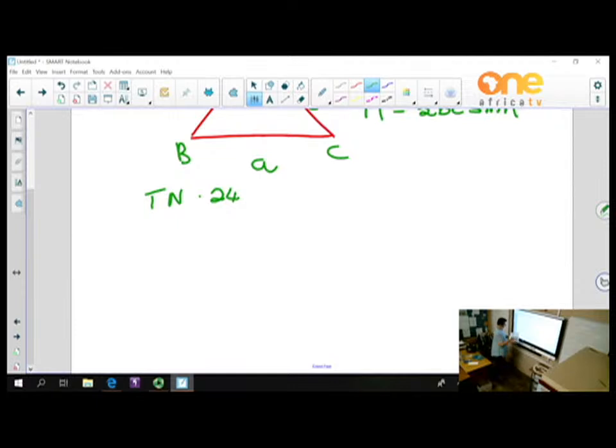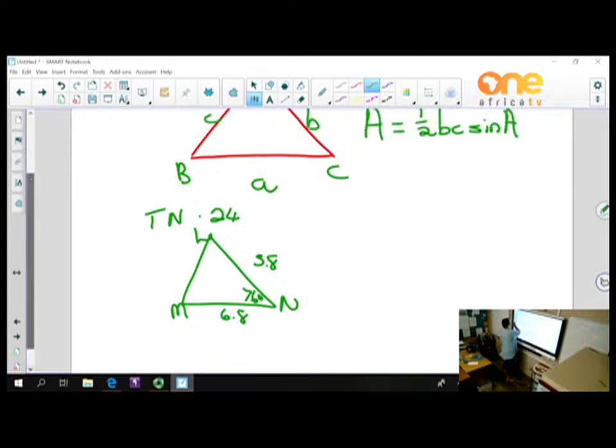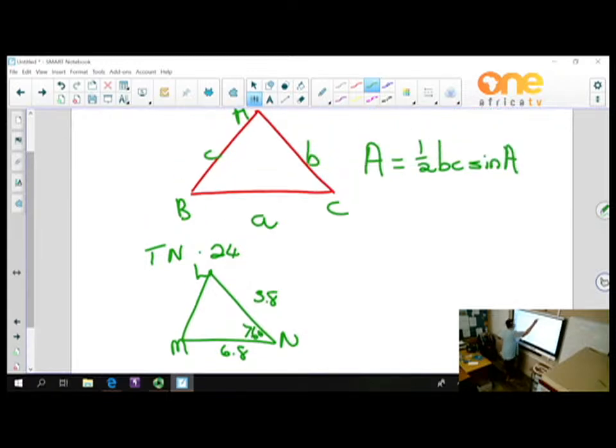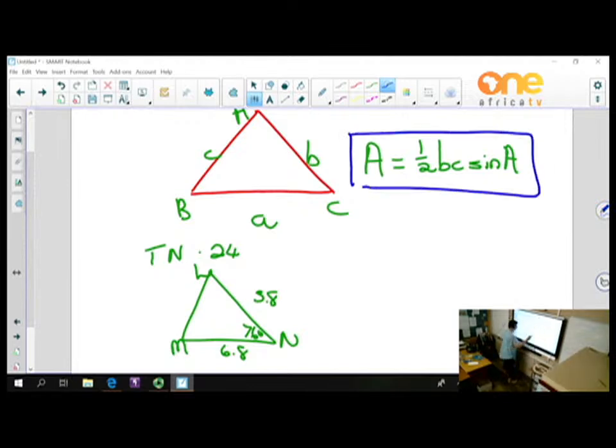In the triangle LMN, now I'm going to draw it just to get the idea. LMN, what are we talking about here? And they say MN is 6.8, NL is 3.8, and N is 76 degrees. There you can see it's the two sides and the included angle. So we're using this formula, half bc sine A. This is what we're working with here now.